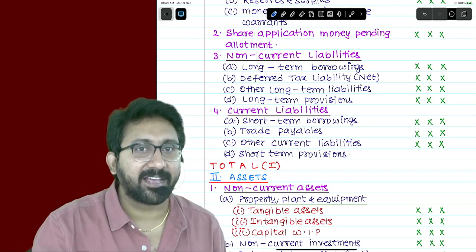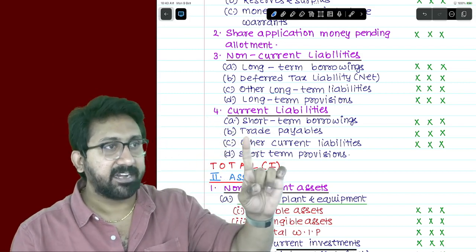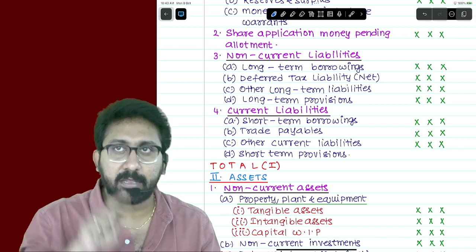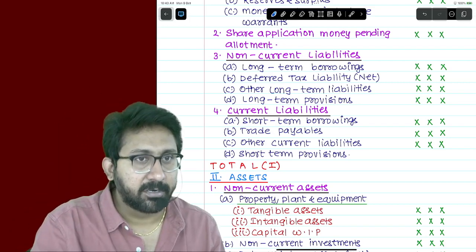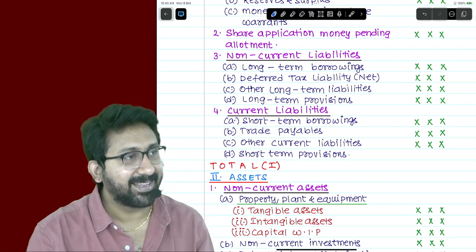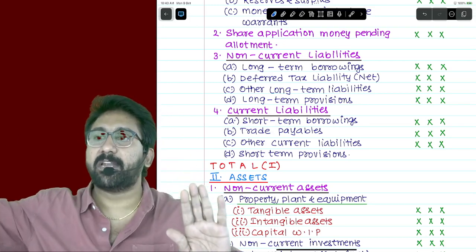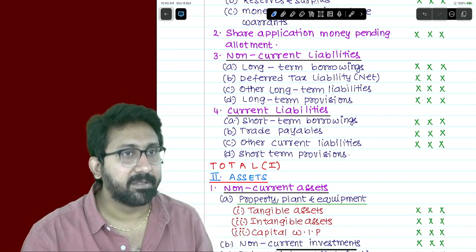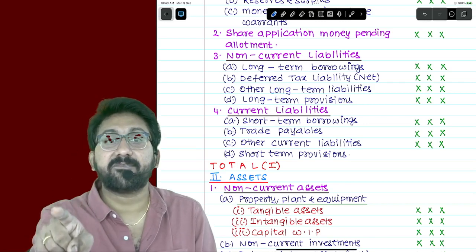15% on 1 lakh. 15,000. 1 lakh is the value of the asset. Life is 5 years. Tell me SLM. Salvage value 0. 1 lakh divided by 5. How much is it? 20,000. Now tell me. As per WDV? 15,000. As per SLM? 20,000.